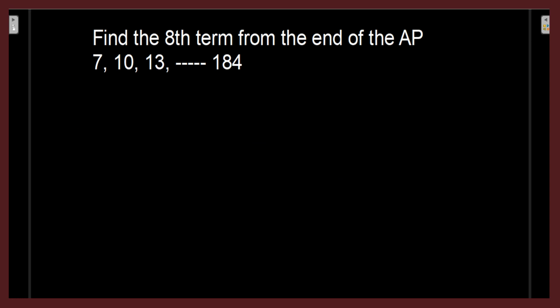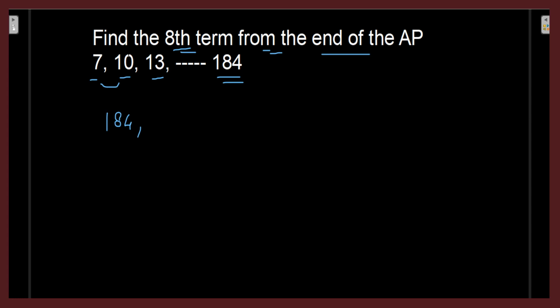The question is: find the eighth term from the end of the arithmetic progression 7, 10, 13, dash, 184. Friends, here you have to find the eighth term from the end of the given arithmetic progression. From the last term you have to find the eighth term of the AP. While dealing with such type of question, we write the AP in a reverse way. It means we write the last term as the first term. So 184 will be the first term.